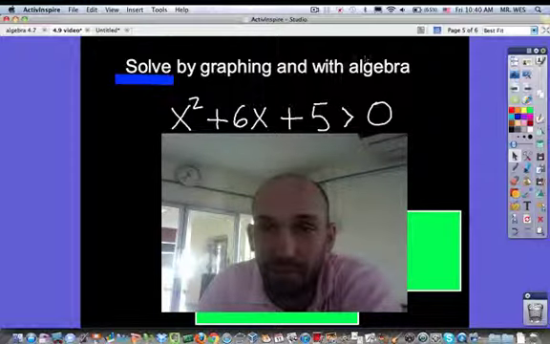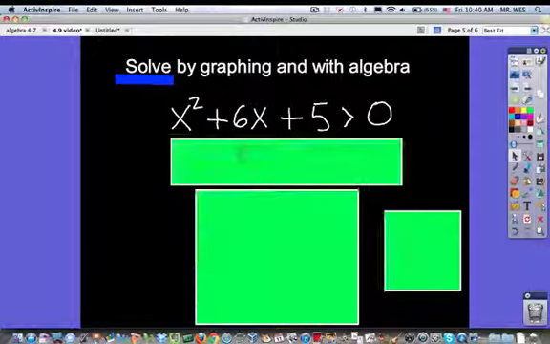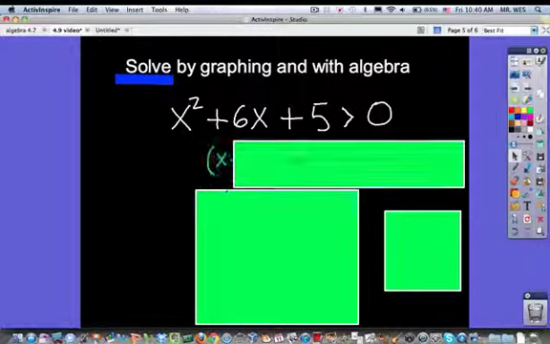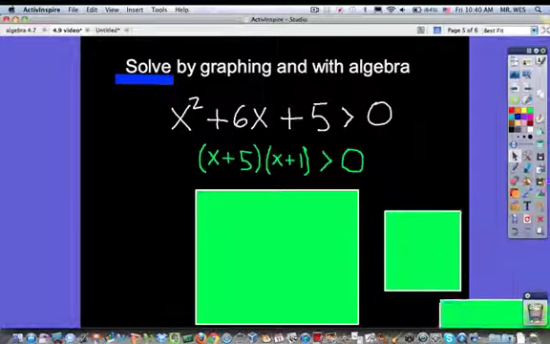Then for the algebra, you want to use this: I can factor this function. If I factor it, I'm going to get x plus 5 times x plus 1 is greater than 0. Once I've factored it, I can easily graph the function. Or maybe through algebra you already know the answer. It's going to be 5 and 1, or minus 5 and minus 1, which will make it equal 0.